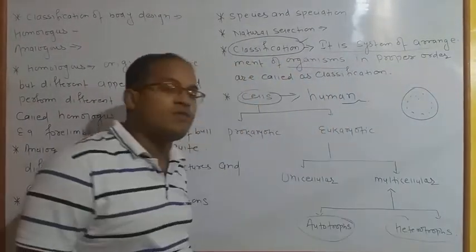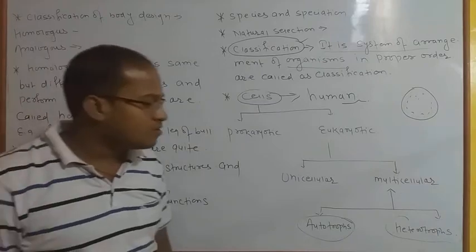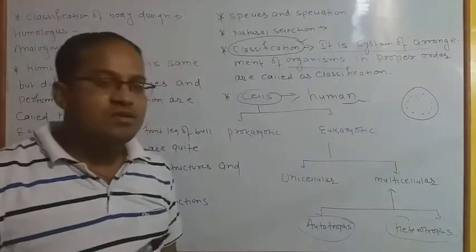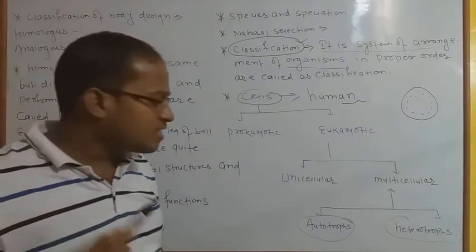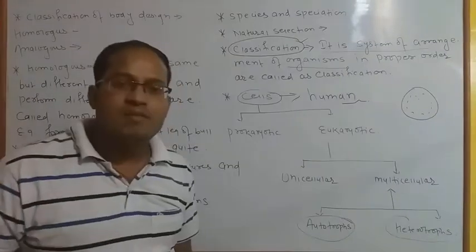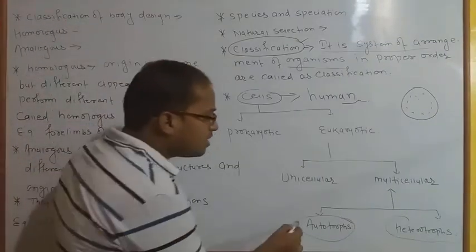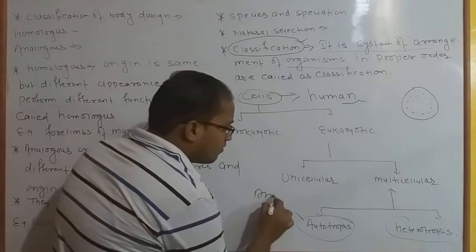What is the meaning of autotrophs and what is the meaning of heterotrophs? Autotrophs means those organisms, which may be plants or producers, which can make their own food themselves. They are called autotrophs, and generally autotrophs are called producers.